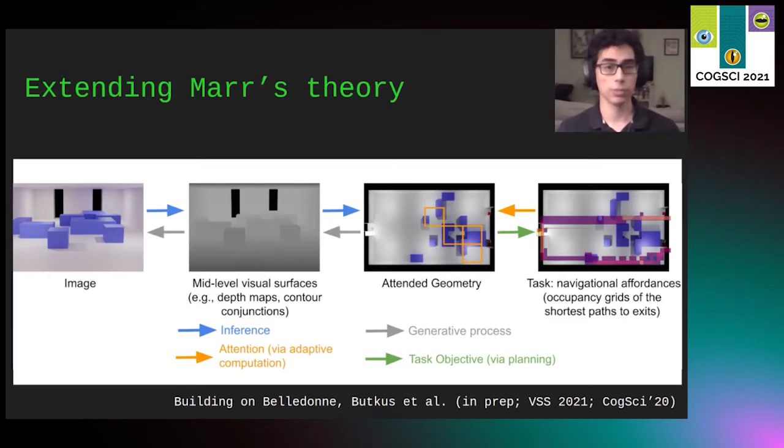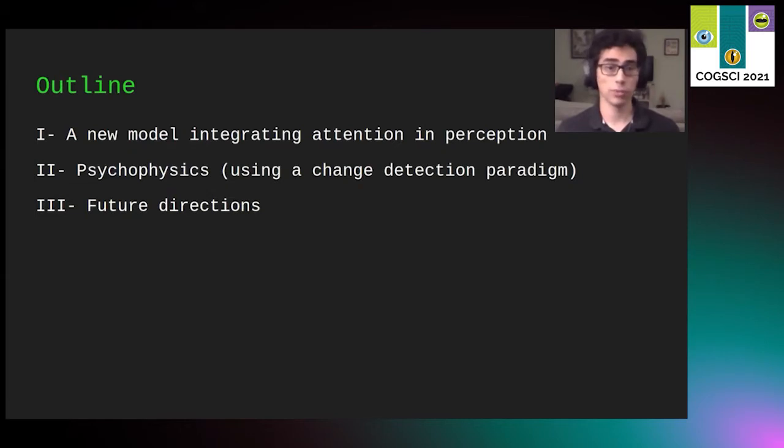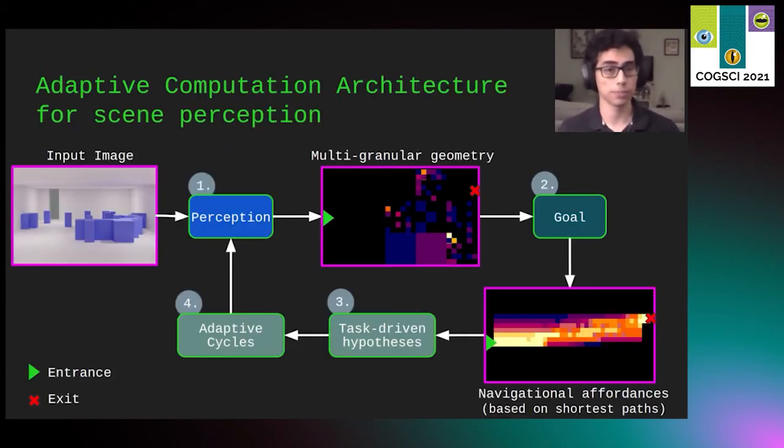Our objective is to develop a computational framework that formalizes how and why goals, or what we want to do in the world, influence the allocation of internal resources over what we can perceive in the world. The remainder of this talk is structured as follows. First, we will present a new computational model that integrates attention and perception, and then we will test predictions from this model in a psychophysical experiment. And finally, we will conclude with future directions.